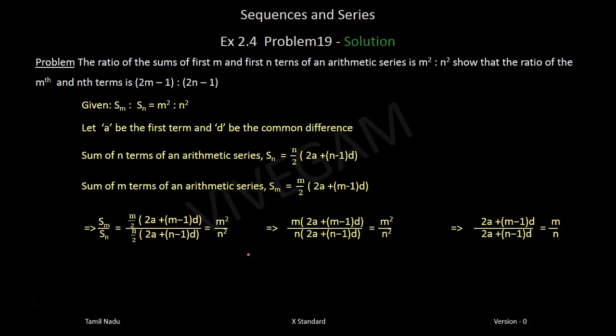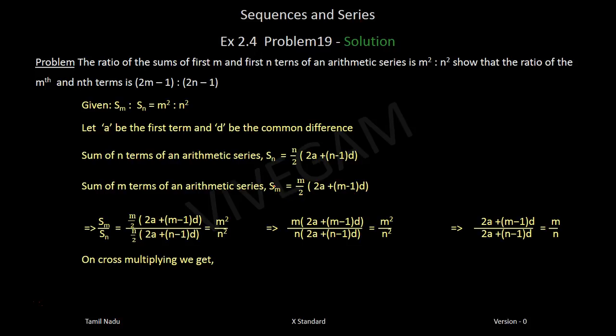As a solution. Given Sm divided by Sn equal to m square by n square. Let a be the first term, d be the common difference. What is the sum of n terms? That is Sn equal to n by 2 into 2a plus n minus 1 into d. For m terms, in the place of n, it will become m. So m by 2 into 2a plus m minus 1 into d.